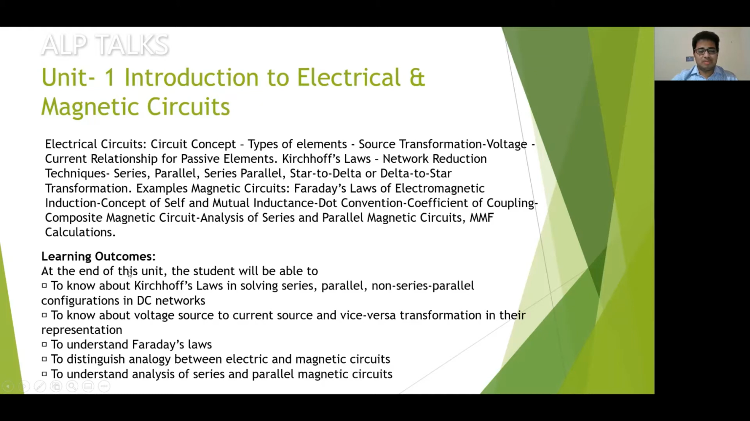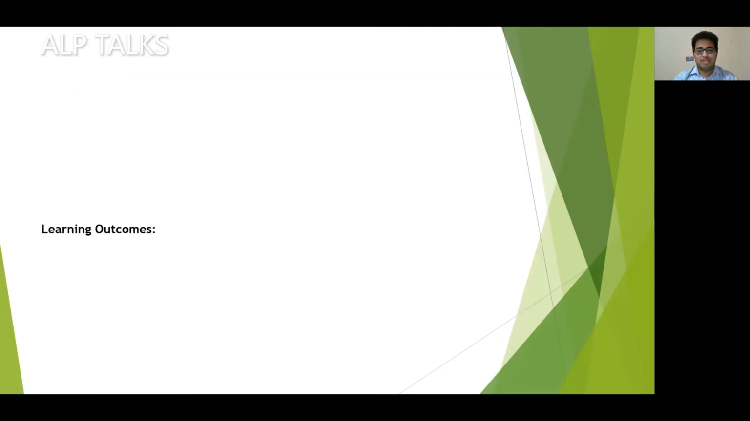So learning outcomes: at the end of this unit, the student will be able to know about Kirchhoff's laws in solving series and parallel circuits, non-series parallel configurations in DC networks. To know about voltage source to current source and vice versa transformation in their representation, to understand Faraday's laws, to distinguish the analogy between electric and magnetic circuits, to understand analysis of series and parallel magnetic circuits. These things we can study in this first unit.